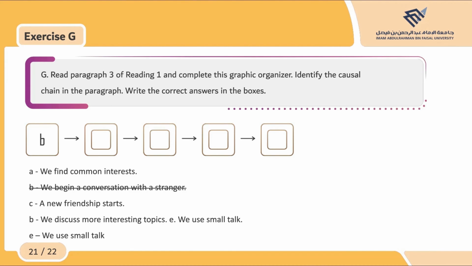So the first one is done for you. It is B, we begin a conversation. And then after you begin a conversation, what happens? E, we use small talk. And then after we use small talk, what happens? We find common interest, which is A. And after we find common interest, we discuss more interesting topics. And after that, what happens?